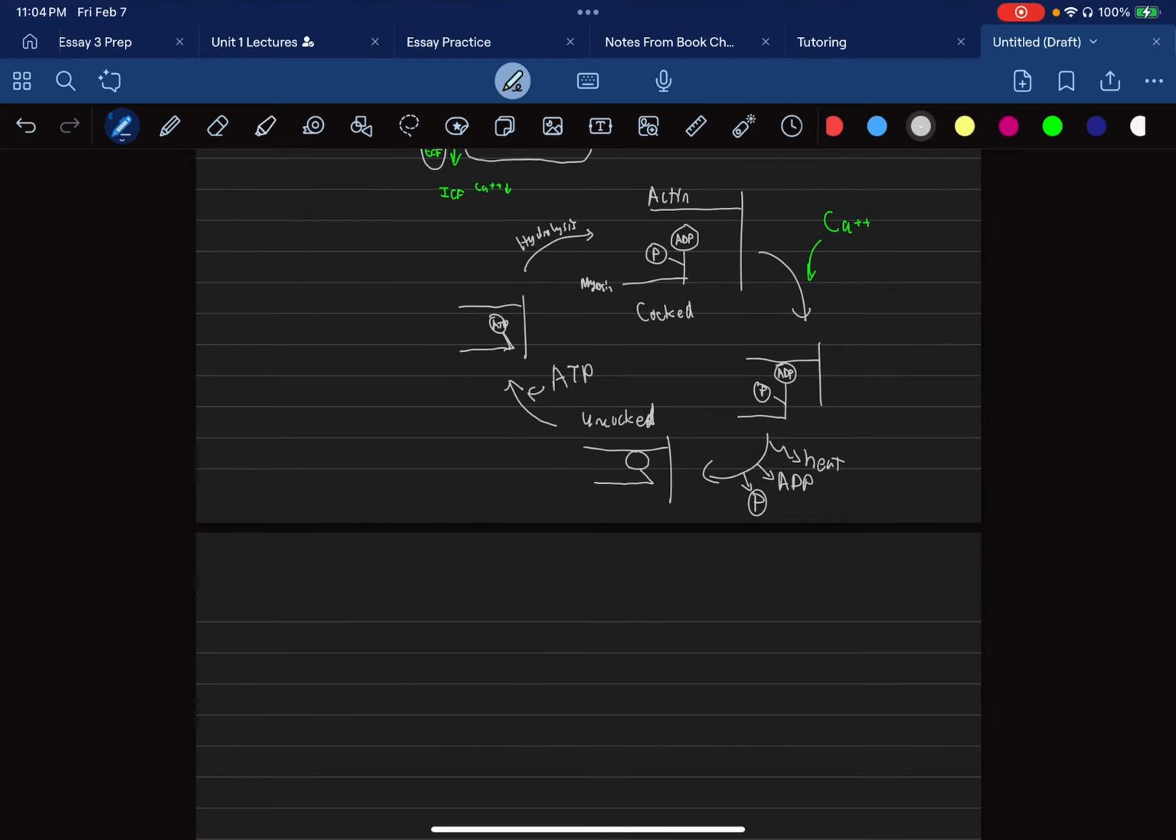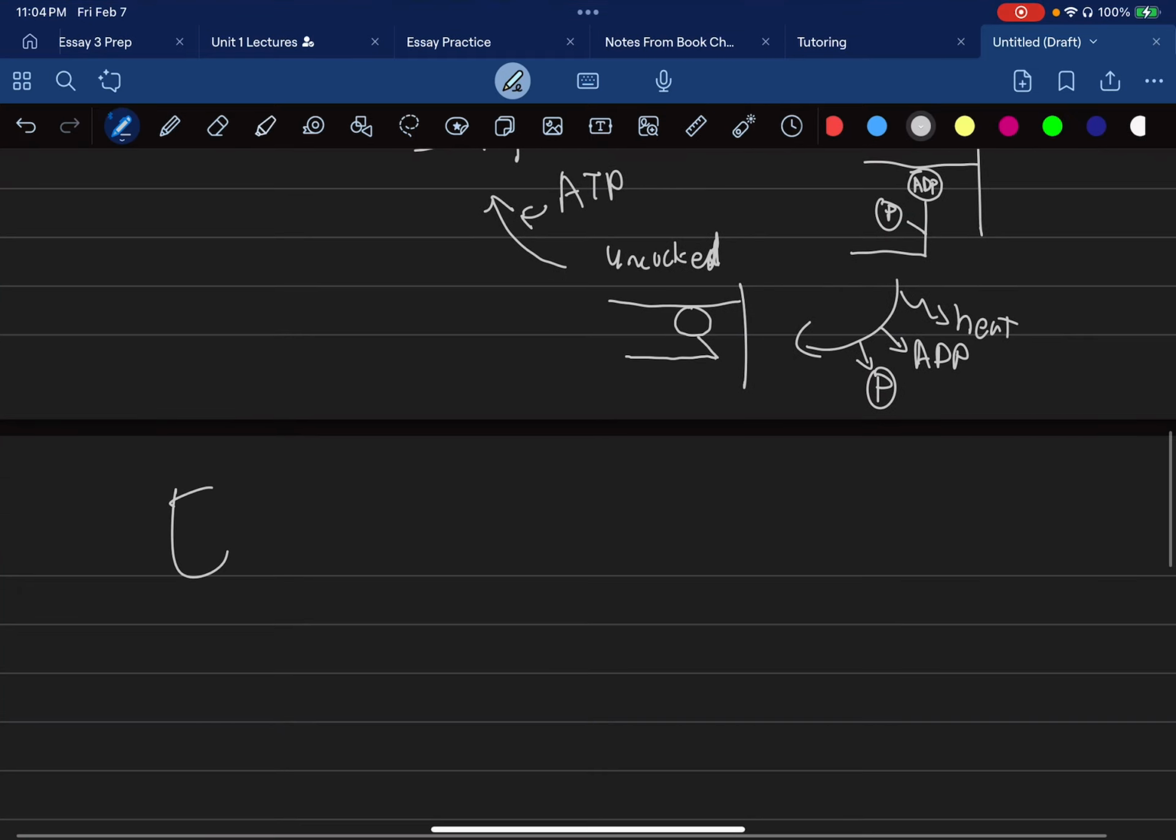Some of the energy sources. Let's talk about energy for muscle contraction.